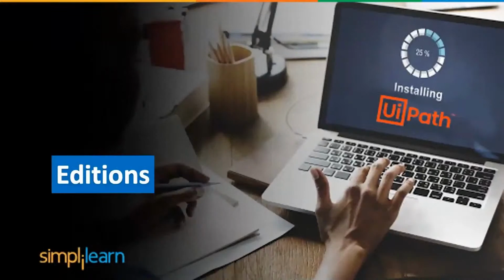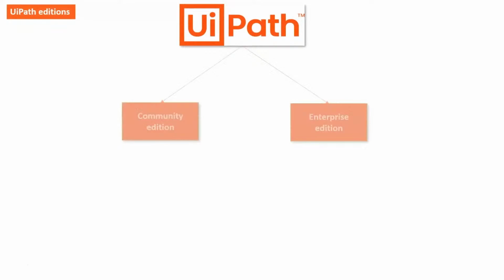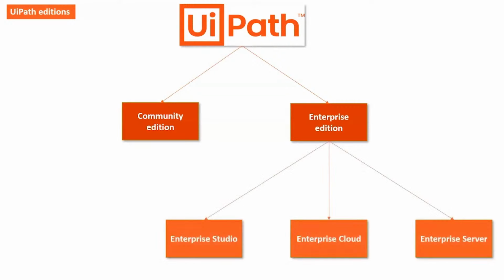Let us look at the editions. The different editions that UiPath offers. UiPath offers two types of editions, Community Edition and Enterprise Edition. Community Edition is for the developers and small teams who are just starting on their automation journey. The Enterprise Edition is further classified into three types, Enterprise Studio Edition, Enterprise Cloud Edition, and Enterprise Server Edition.